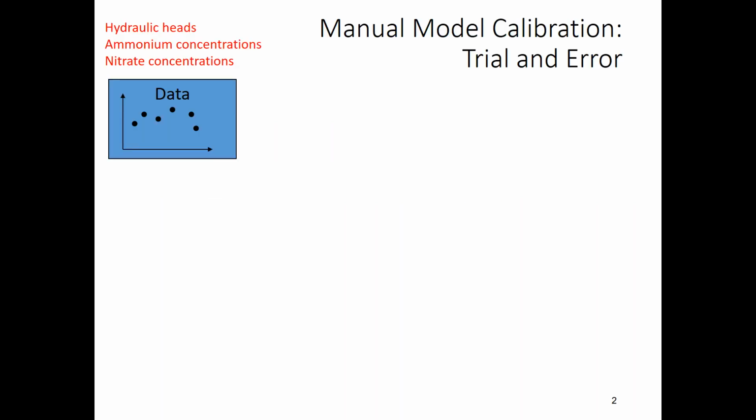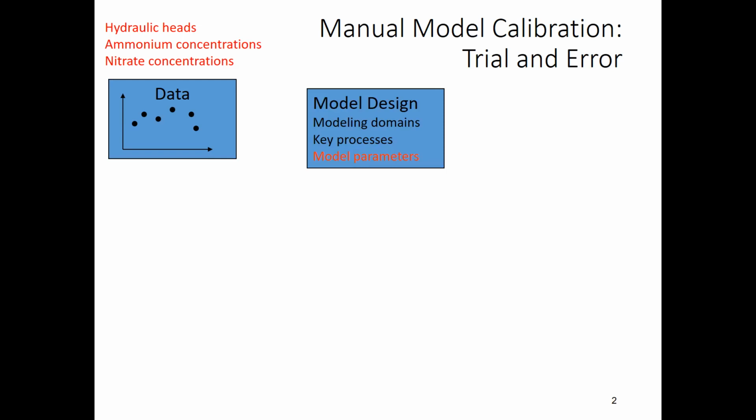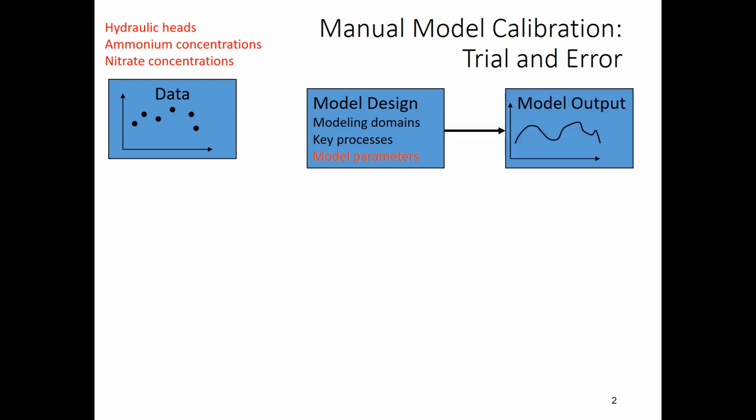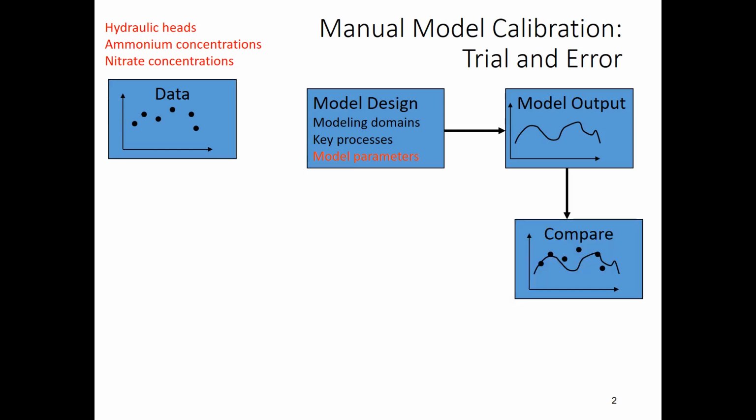If you have data, that could be hydraulic head data, ammonium concentration, nitrate concentration, you will use those data to calibrate your model. You have a model, this is your ArcNLET model, and then you have the model outputs. You compare your model outputs with your data, and you're going to see some mismatch or discrepancy between the data and model simulation.